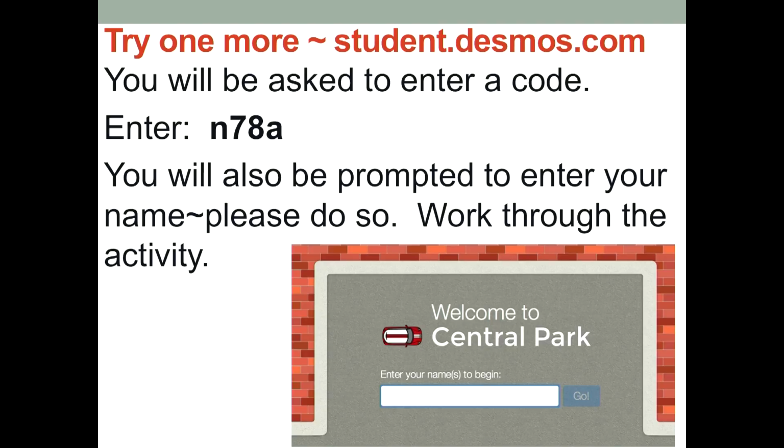Again, if you were out in Zoom land and needed those directions repeated, you're back on student.desmos.com, and your new code is N78A.